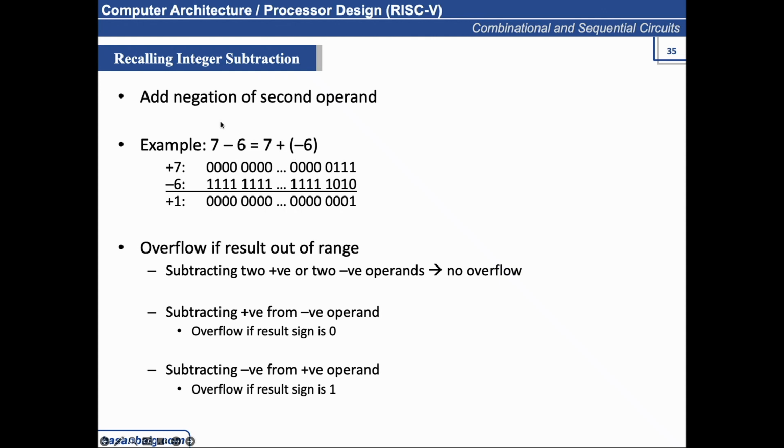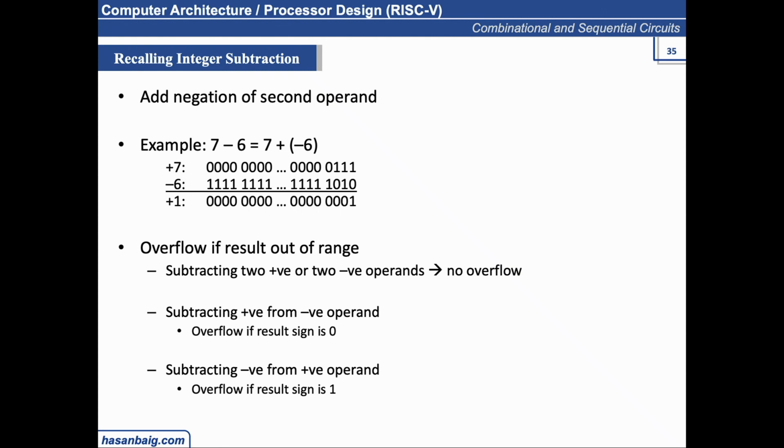Adding the negation of a second operand follows the same rules. When you are subtracting 2 positive operands, for example, A is positive and B is positive, and you are subtracting them, the result will always be smaller than both operands. So no overflow will occur. It's the same condition that we have discussed before.